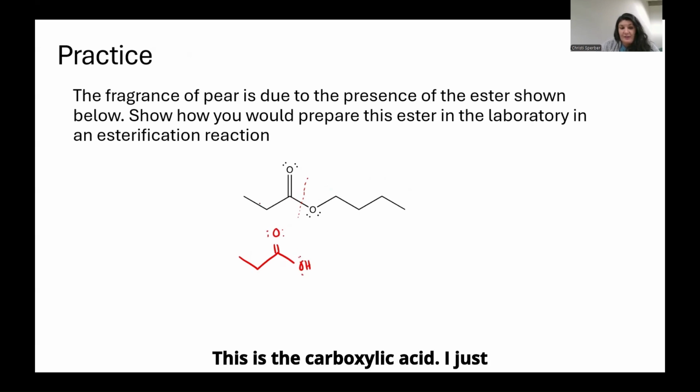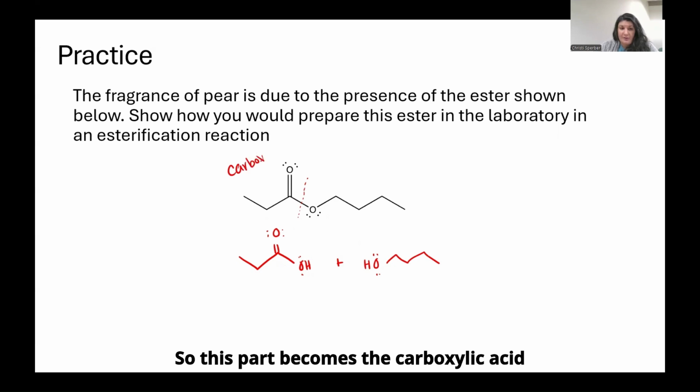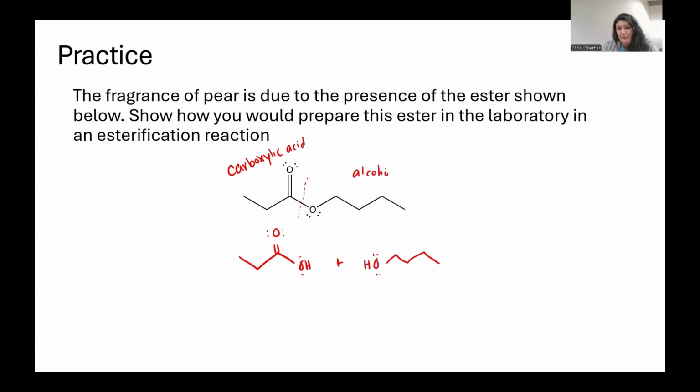This is the carboxylic acid. I just rewrote it, putting the OH. Then I'm going to have my alcohol just like this. So I have my oxygen here, this part. So this part becomes the carboxylic acid, and this part becomes the alcohol. So I add the H to make a hydroxyl group, and then I add an OH to make my carboxylic acid, and both of those make the ester.